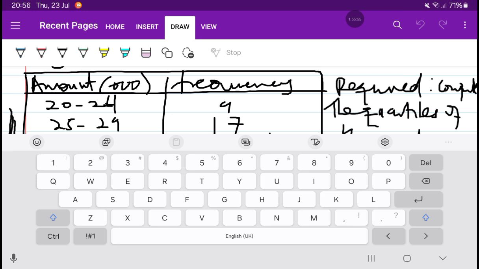Then for us to get the class boundaries, we said we subtract 0.5 from the lower limit, then we add 0.5 to the upper limit of that same class.